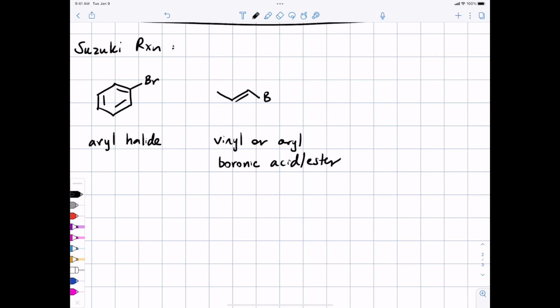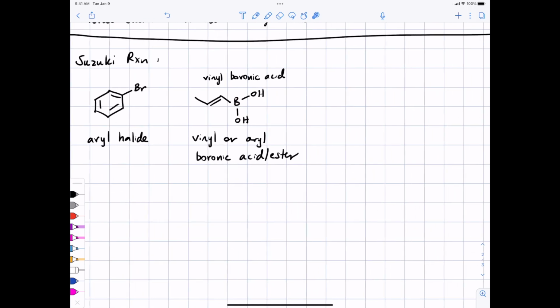This is a boron, and if you have two OH groups attached, this is a vinyl boronic acid. That's the name of the functional group with the boron and the two oxygens and the one R group, a boronic acid. Kind of like a carboxylic acid if this were a carbon and that was a doubly bonded oxygen.